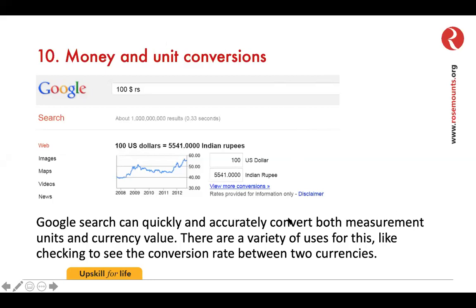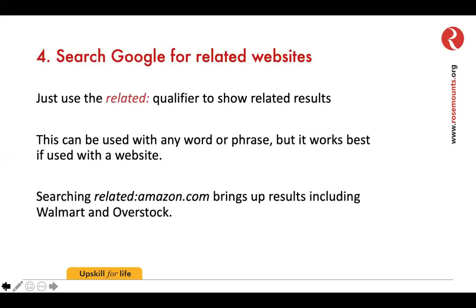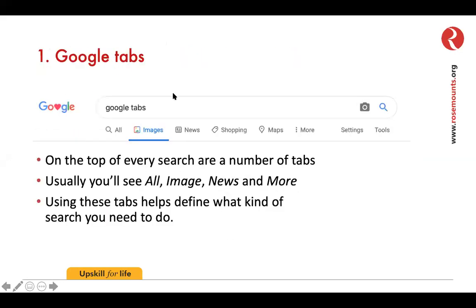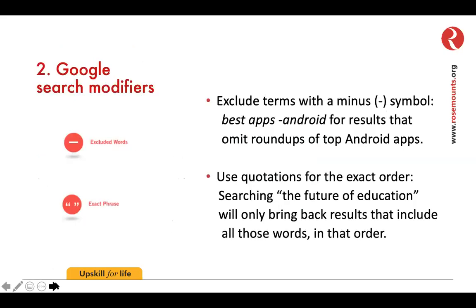So again, a wonderful tool. These are certain tools that we discussed which can be used on Google. I talked about the Google tabs: all, images, news, shopping, maps, more, settings, tools. You will find these right in front of you the moment you open up Google. Then we talked about Google search modifiers, the dash sign, and the inverted commas, as in the future of education, as I mentioned here.